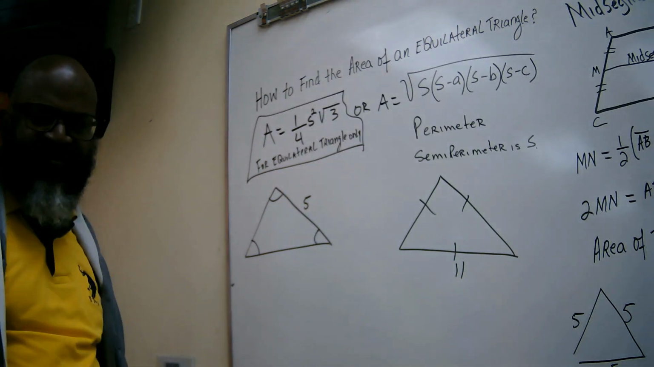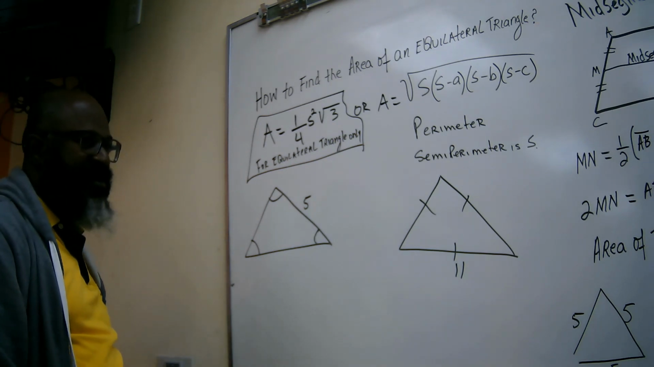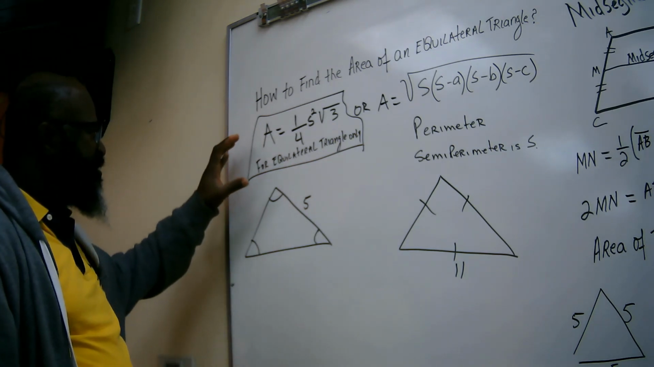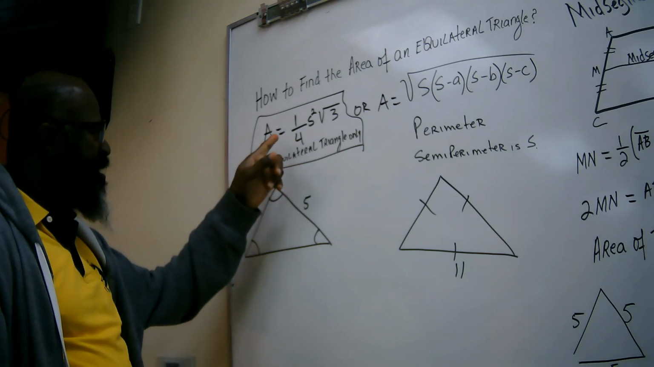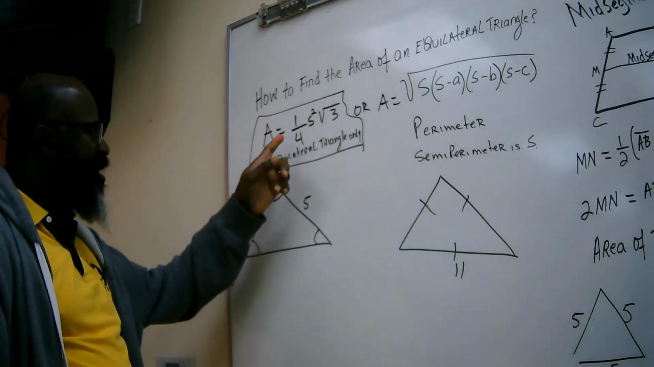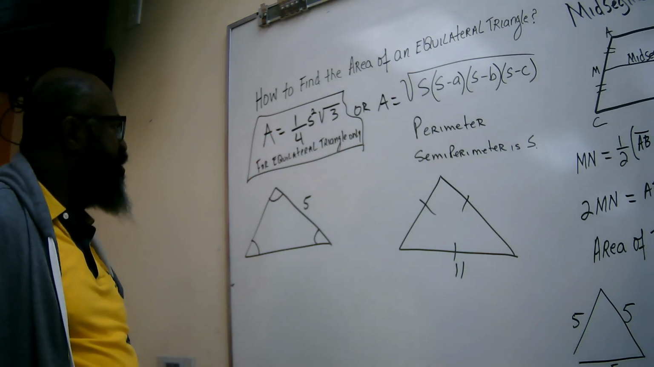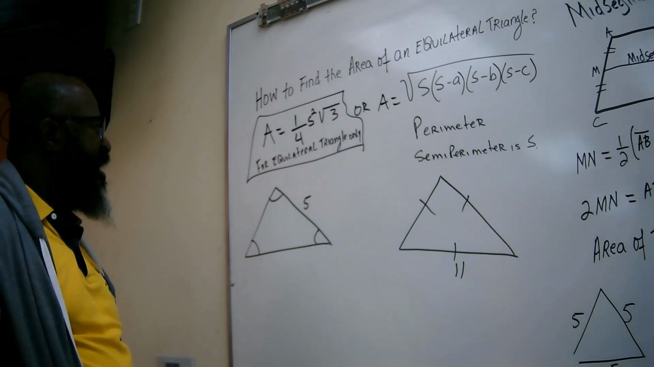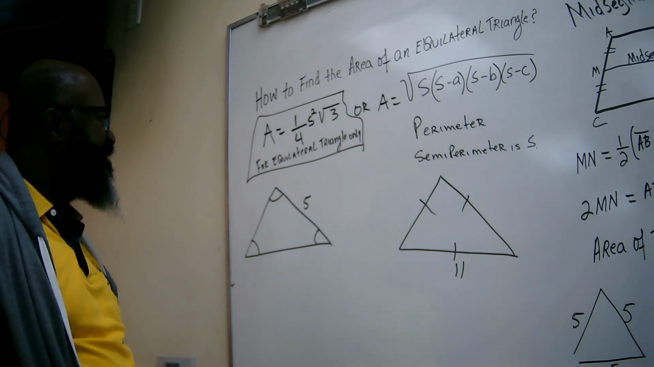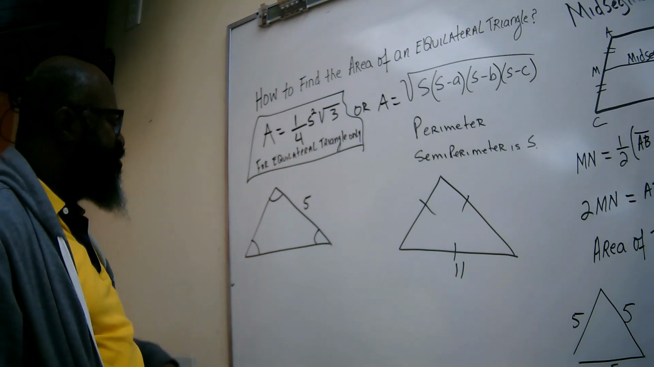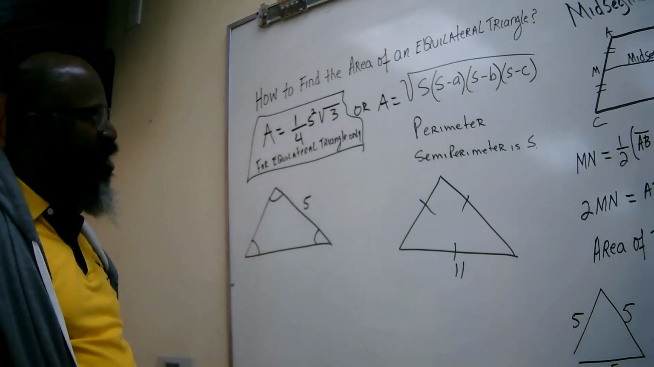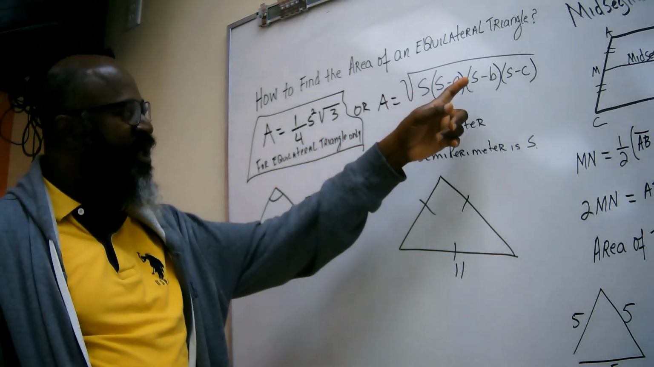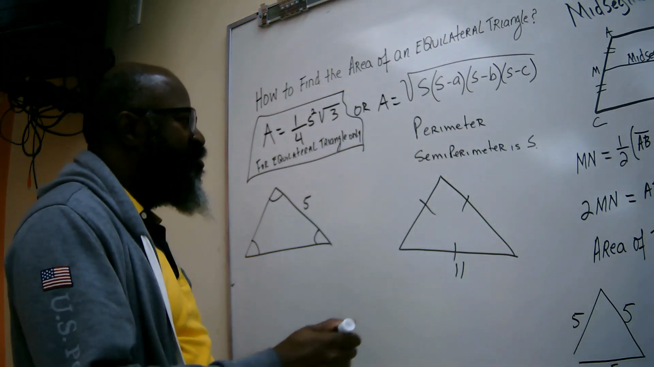Alright, we have come back for more application. We have established that the formula earlier for any equilateral triangle is 1/4 S squared, where S is one of these sides, times square root of 3. This only works for an equilateral triangle. Or you can use Heron's formula that works for any triangle, where you find the perimeter.